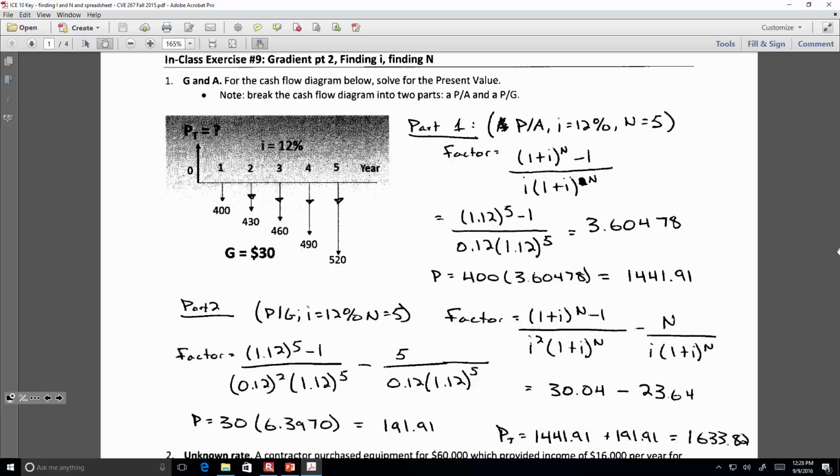Maybe in the future you'll just use Excel or use the factor lookups, but these are helpful especially when you've got an odd interest rate. You know, there isn't going to be a table in the back of your book for 7.2%. There'll be some of the even numbers, but some of the more odd interest rate amounts, you'll just need to solve for them yourselves. Any questions related to the first part of this in-class exercise?